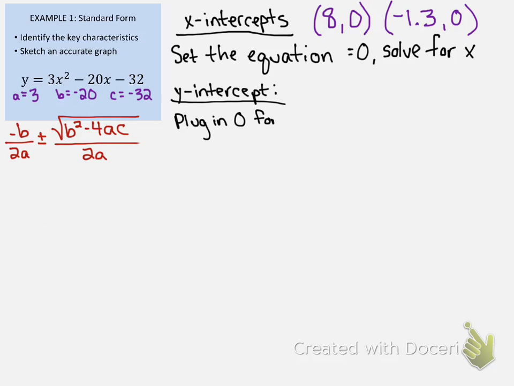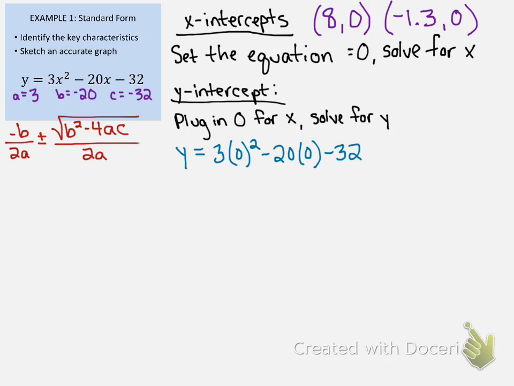Next I'll find the y-intercept, and I can do that by plugging in 0 for x and then solving for y. So I'm going to rewrite the equation, but I'm going to replace all the x's with zeros. Then I'm going to start simplifying that. So 3 times 0 squared just ends up being 0, and negative 20 times 0 just ends up being 0. And so when I get rid of all the zeros that I have in there, I just end up with y equals negative 32. So the y-intercept is also a coordinate on our graph, and so I'm going to write that as an ordered pair with 0 in place of x and negative 32 in place of y.